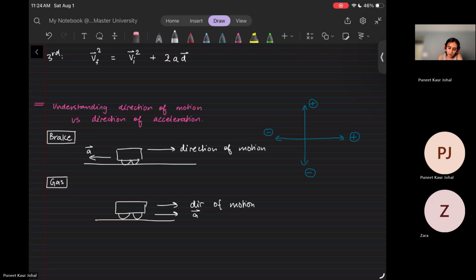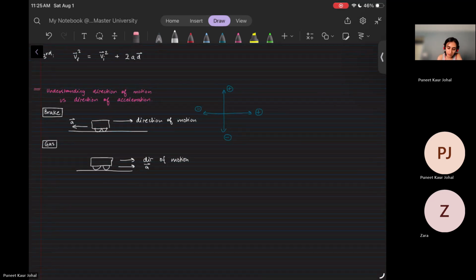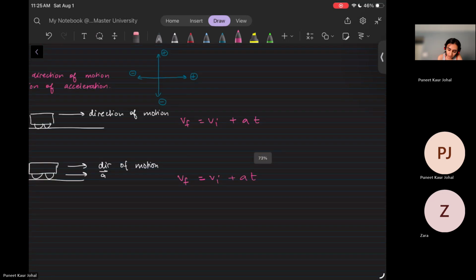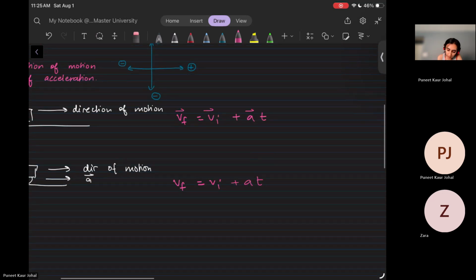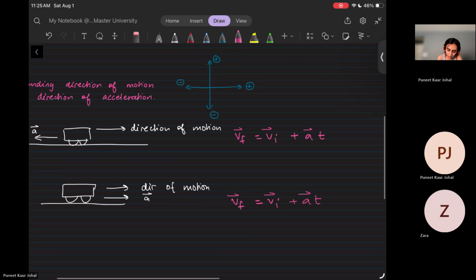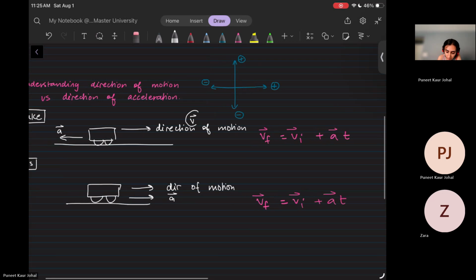Let's say I wanted to use the equations of motion. Maybe let's just look at the first one, right? The first equation is V final equals V initial plus A T. Anything that's a vector, you have to account for its direction. When I say direction of motion, this is where the velocity of the car is going this way. Velocity is going in the forward direction, which is positive. So I'm going to keep this positive.